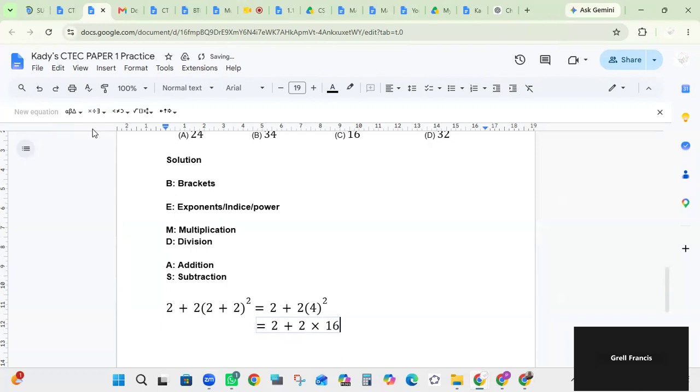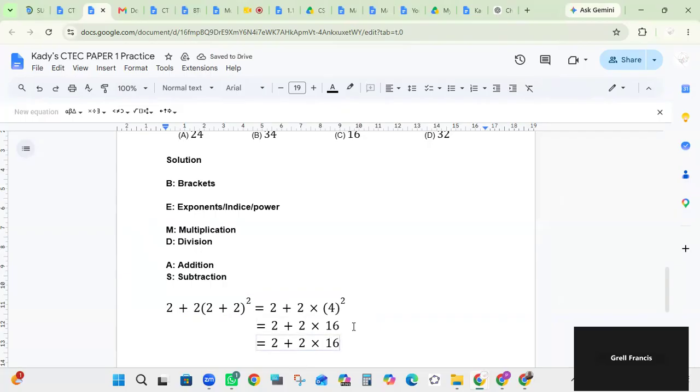Anytime you have a number in front of a bracket, it's multiplication. Whenever you have a number in front of a bracket, there's an invisible times there. It is not written, but it's multiplication. That's only for algebra. No. Once you have a number in front of a bracket or a letter in front of a bracket, there's a times there automatically. So we have done our exponents. What next are we heading to? Multiplication. So we have to multiply 2 times 16. That will give us how much?